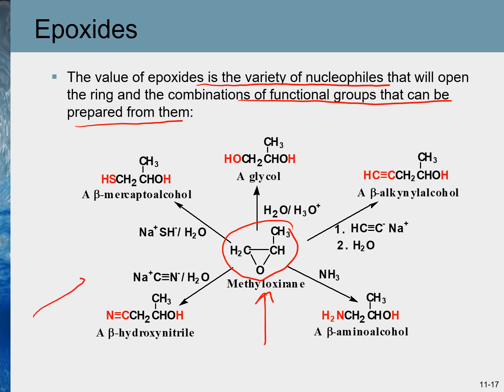So this chart gives us an idea how, starting from the same epoxide, we can produce a different variety of organic compounds with different kinds of functional groups. One common theme in all of these reactions is that they all will result in formation of a hydroxyl group, but along with the hydroxyl group, some other functional group will also be present.